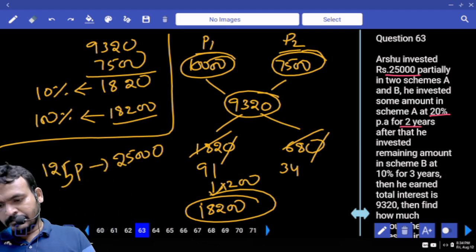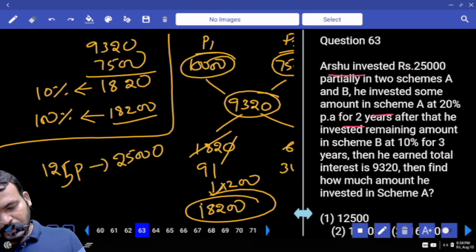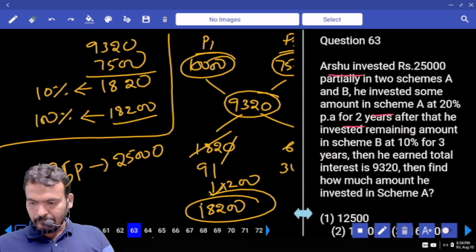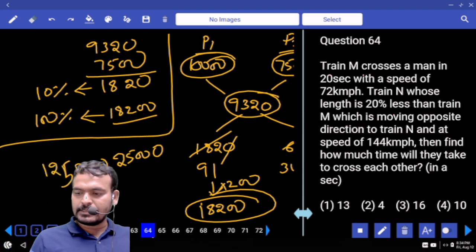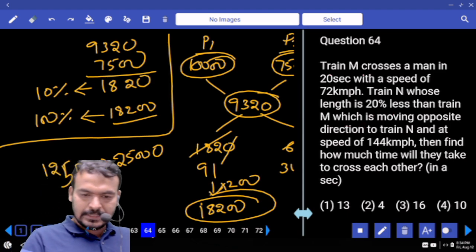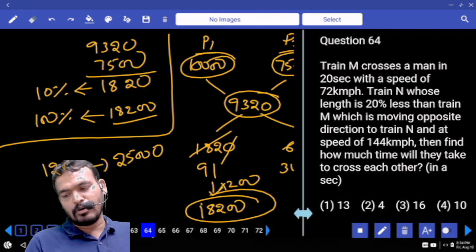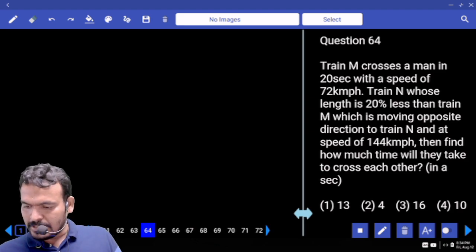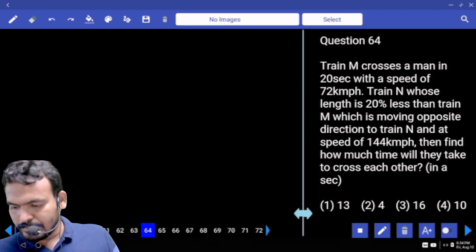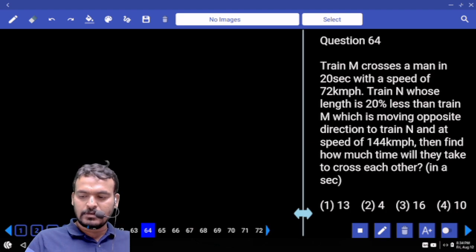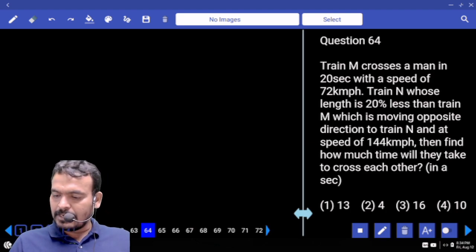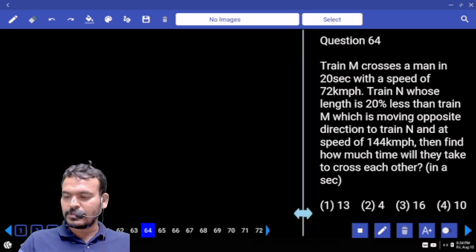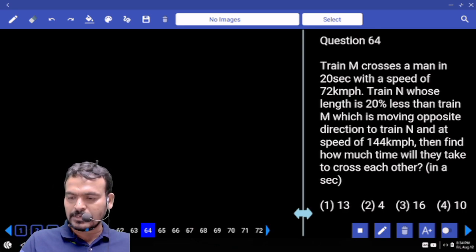Okay. Question number 64. Train M crosses a man in 20 seconds with a speed of 72 km per hour. Train N, whose length is 20% less than train M, is moving in the opposite direction to train M at a speed of 144 km per hour. Then find how much time they will take to cross each other.